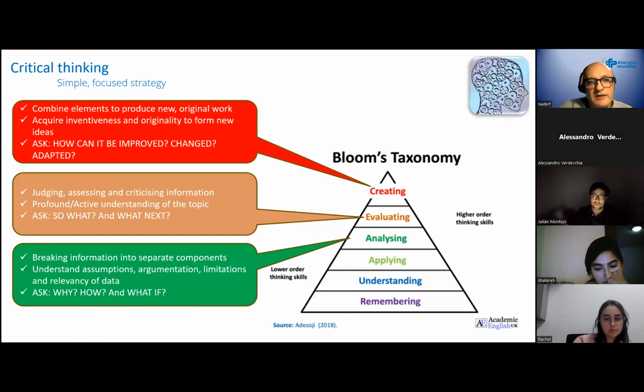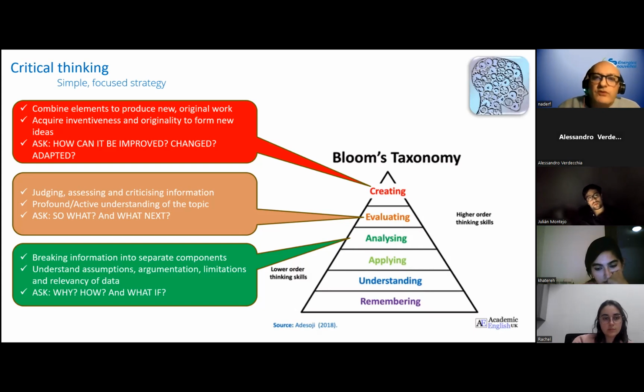When you evaluate, you judge, you assess, you criticize the information. Will this be good for me? Would I take it? Is it correct? Is it robust enough in the eye of the question I want to solve in my research? So these are the questions like so what and what next.